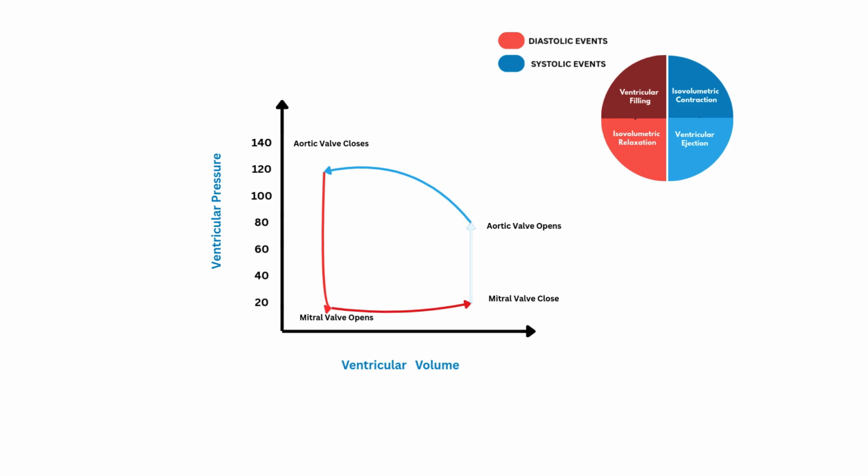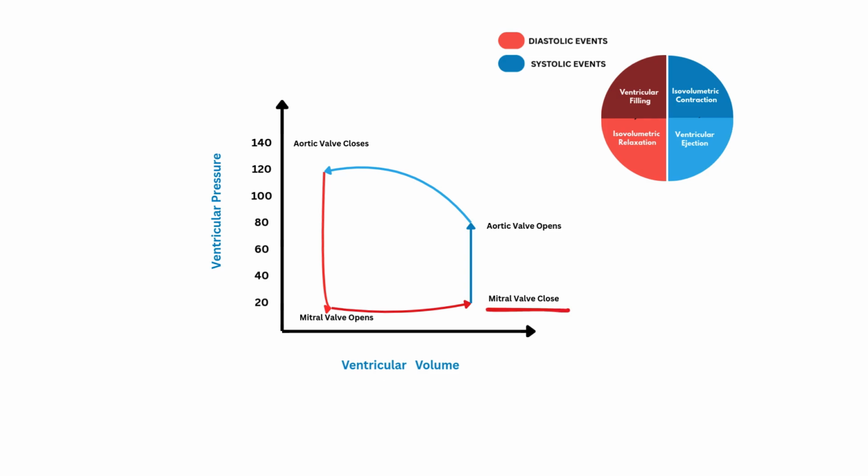The next phase is the phase of isovolumetric contraction, phase 2. It's represented by this vertical line here on the right side of this diagram. During this period, the ventricle has already been completely filled up by the diastolic phase.